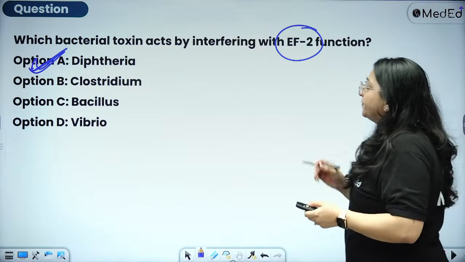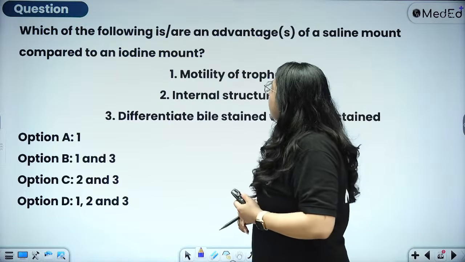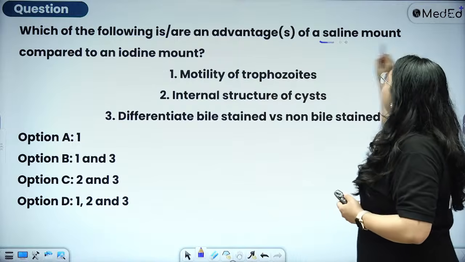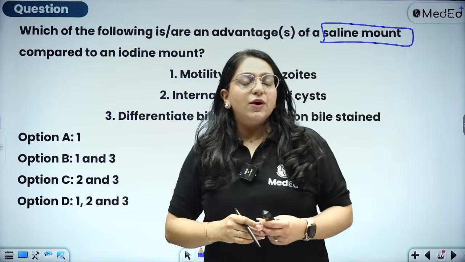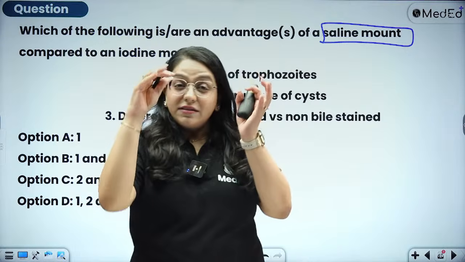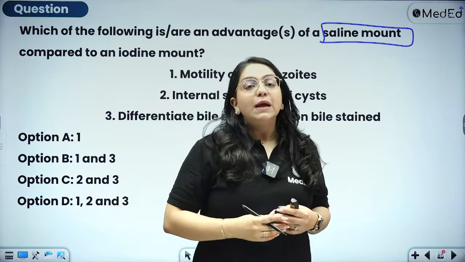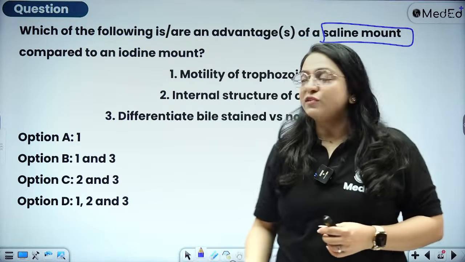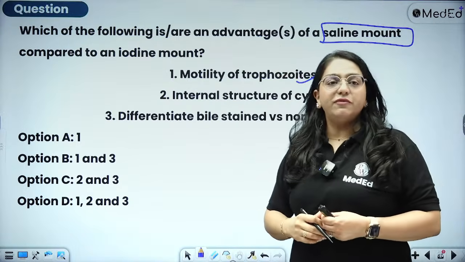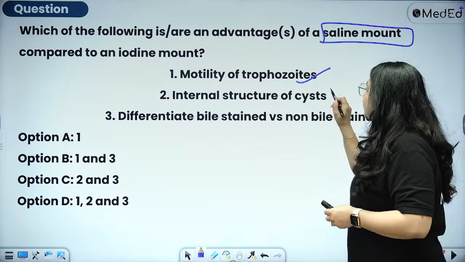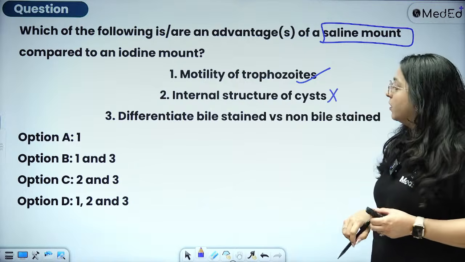Okay, great. Which of the following are advantages of saline mount compared to iodine mount? When we put iodine mount, we are able to see the internal structures of the cyst very nicely. But what happens? We end up killing the trophozoites. So motility of trophozoites is better appreciated in normal saline? Of course. Internal structure of cyst? No. That is with iodine mount.